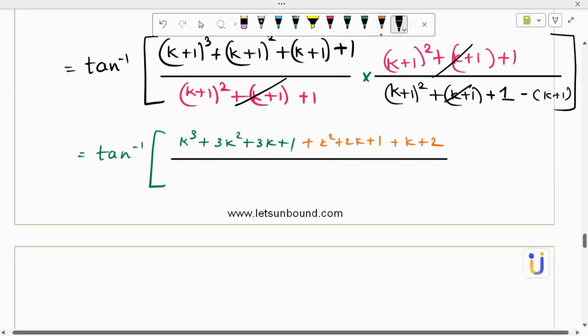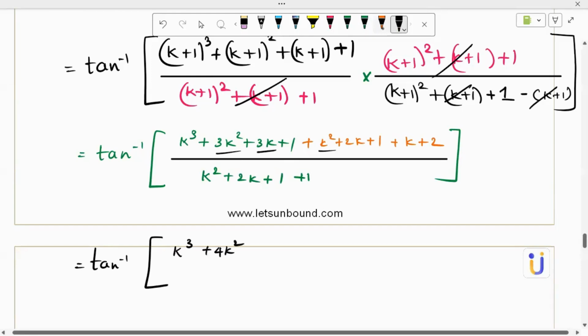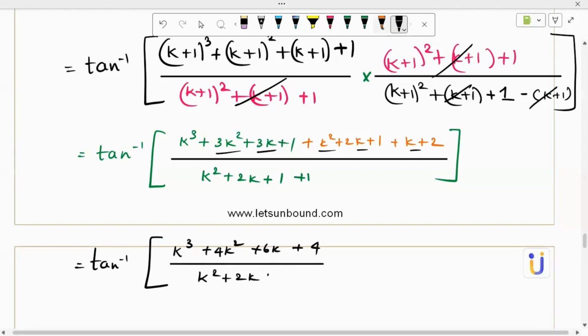Here, what happened? k plus 1 and minus (k plus 1) will get cancelled. And we got k square plus 2k plus 1, and I'll read that as plus 1. Okay, and then let's go. Tan inverse. The numerator, let me convert into a cubic form: k cube, 3k square and k square, 4k square, 3k and 2k and 1k, or 6k. And then plus 1, plus 1, plus 1, like plus 4. Divided by the denominator, k square plus 2k plus 2.